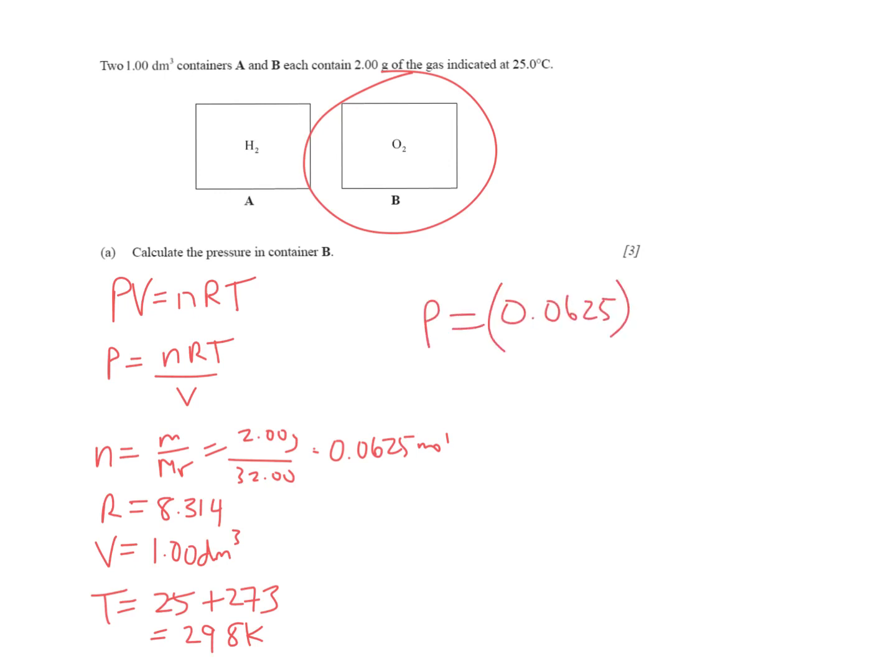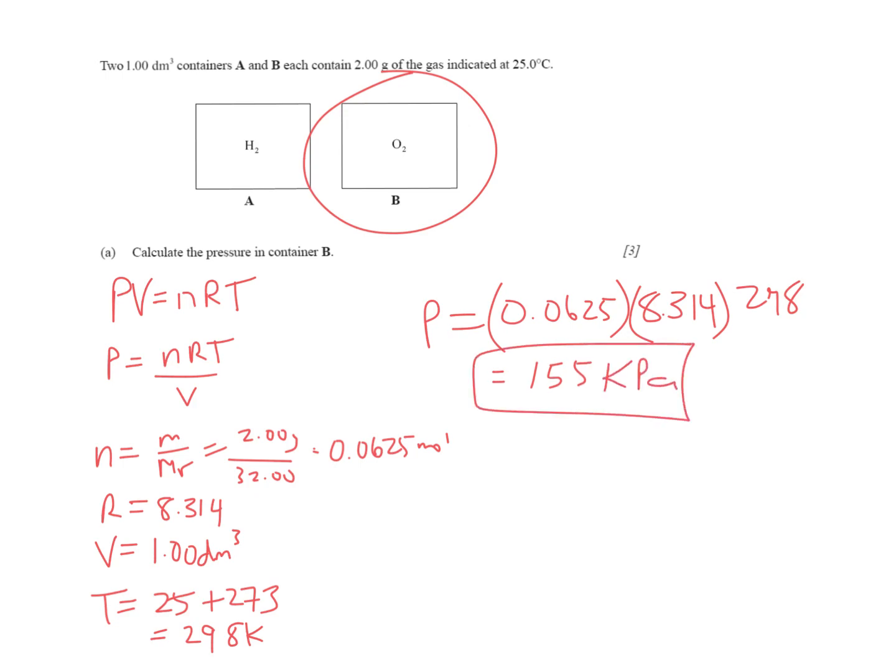You plug in all those values. 0.0625 times 8.314 times 298. You're going to divide it by 1, which means you do nothing. And your final pressure is roughly, I think it was 155 or 156 kPa, depending on your rounding.